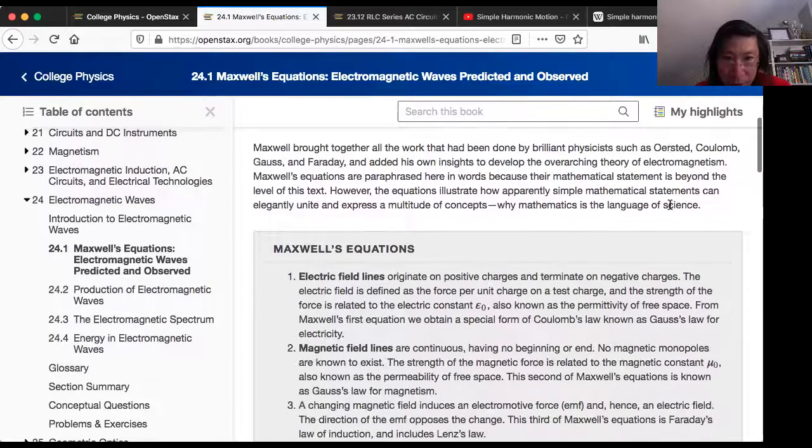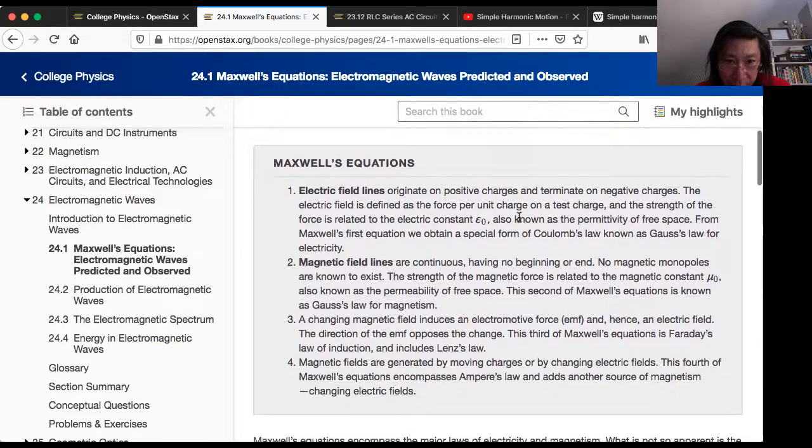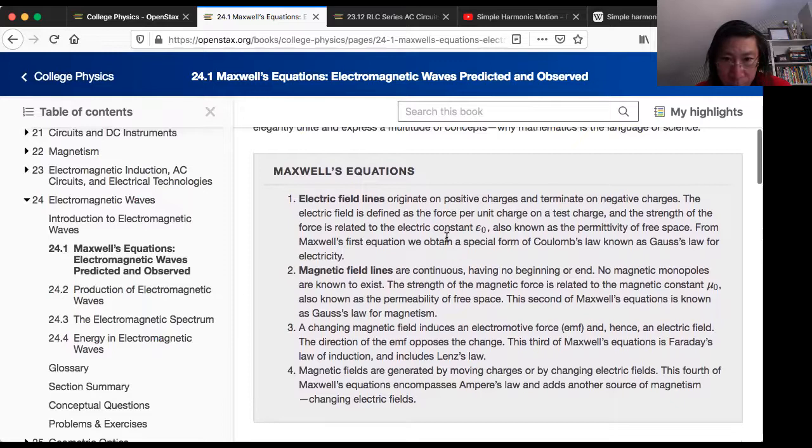So here's the thing that I mentioned earlier, right? Maxwell brought together Ørsted, Coulomb, Gauss, Faraday, all these different people's names, to build this idea of electromagnetism. Here's Maxwell's equations in word form, okay? Word form.